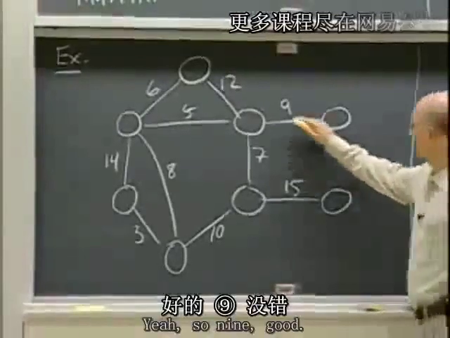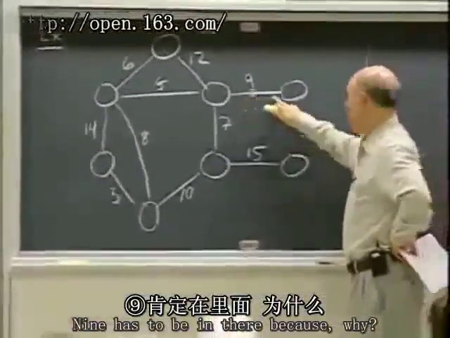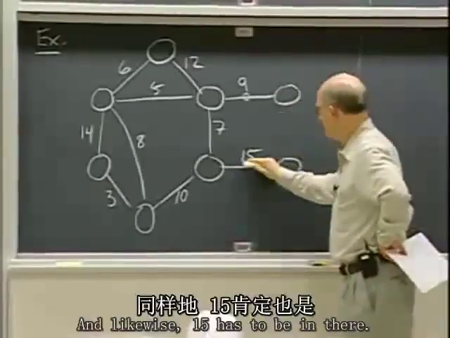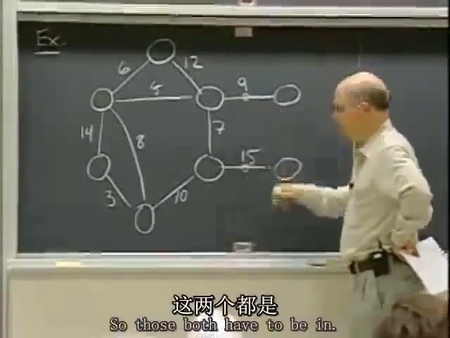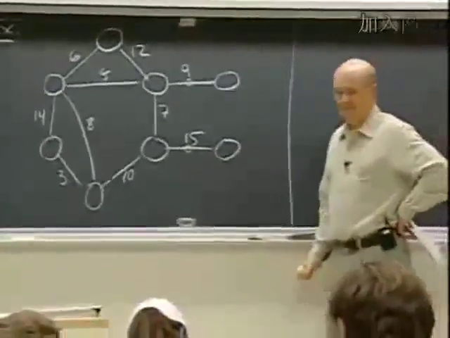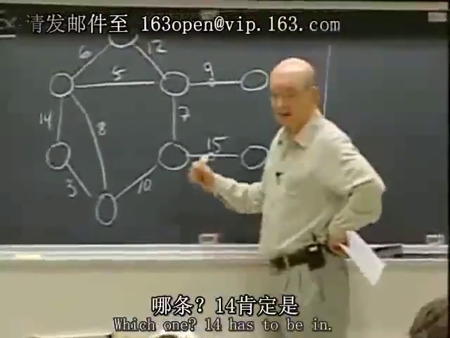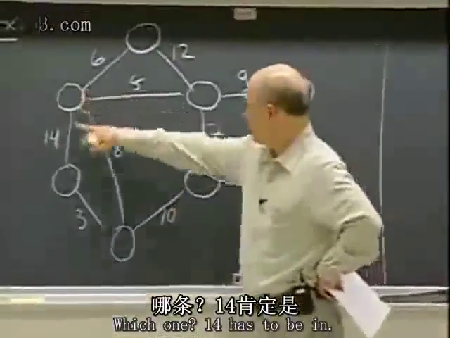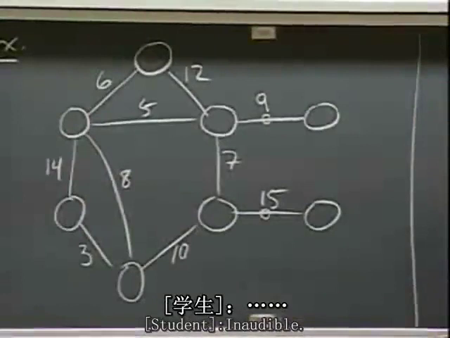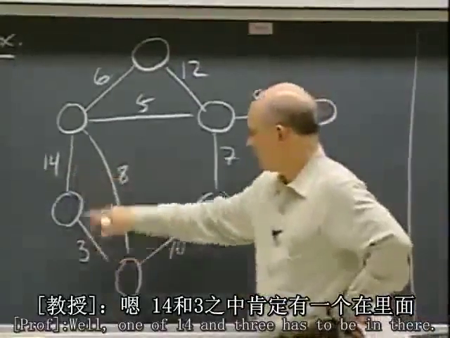Yeah, so 9, good. 9 has to be in there because it's the only one connecting it to this vertex, right? And likewise, 15 has to be in there. So those both have to be in. What other edges have to be in? 14. Which one? 14. 14 has to be in. Why does 14 have to be in? Well, 1 of 14 and 3 has to be in there.